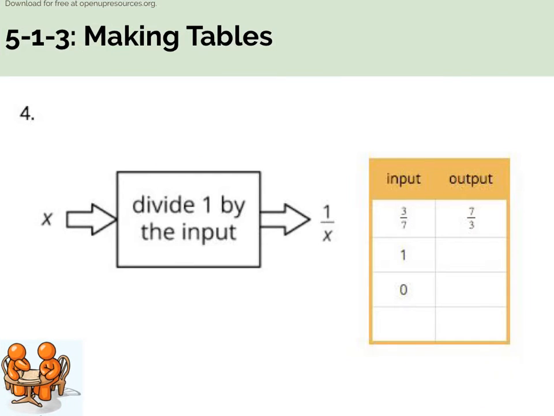Now here's where we have to remember about dividing by 0. The rule here is to divide 1 by the input. So it looks like this, 1 divided by x, if x is the input. So over here, if my input is 1, I'll just have 1 over 1, which equals 1. But if my input is 0, that would be 1 over 0, or 1 divided by 0. Can't do it. We call that undefined. We cannot divide by 0.